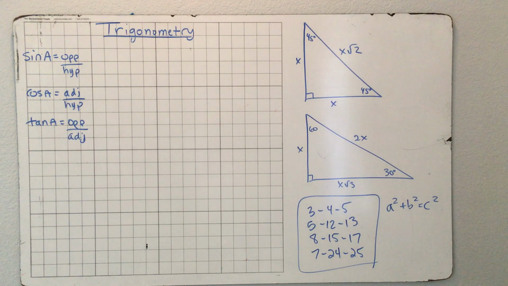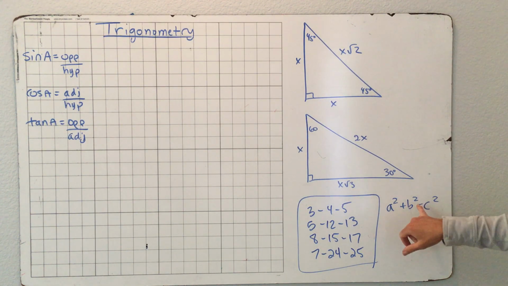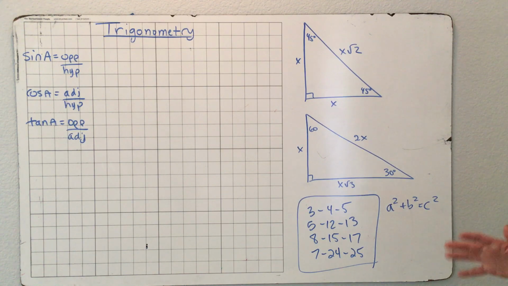Okay, so all I want you guys to do is over here we have our special triangles and our triplets and the Pythagorean theorem, and over there we have our sine, cosine, tangent ratios. You will need all of that for today's lesson, okay? So pause this, write this down, and then unpause it when you need to, okay?